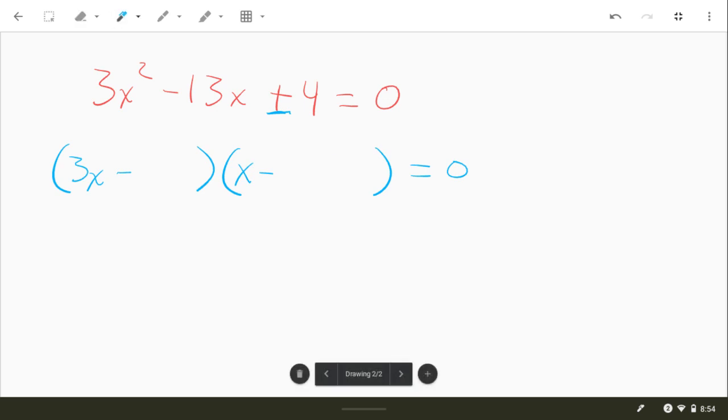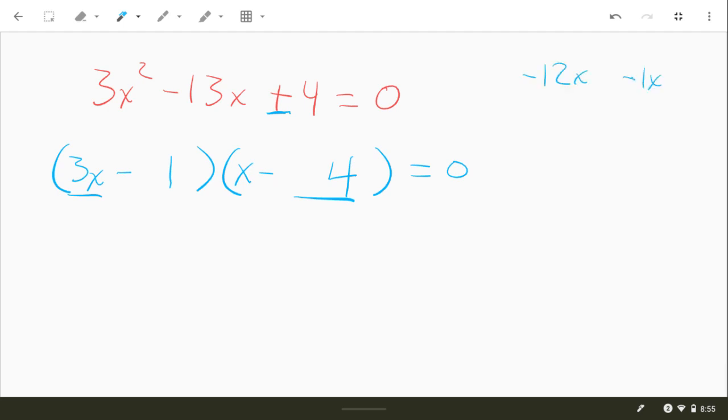Let's see here. It's going to have to be a 1 and a 4. I'm going to have to put my 4 here and my 1 there. All right, 3x and my negative 4, that's going to give me a negative 12x. And then in the middle, I get a negative 1x. And that's how I come up with negative 13 in the middle there.